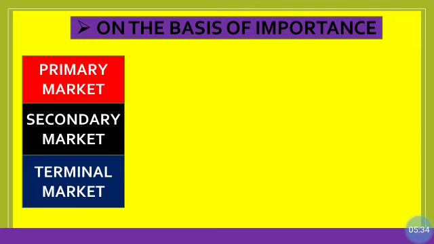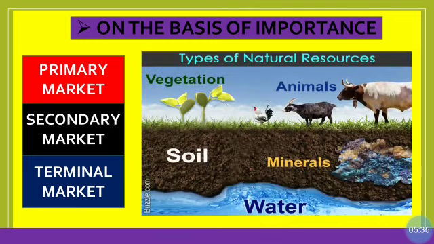Primary market is a market for primary products which we obtain from the earth, natural resources such as agricultural products, forest products, fishing, mining, fruits, food grains, vegetables, all those products which come from natural resources.